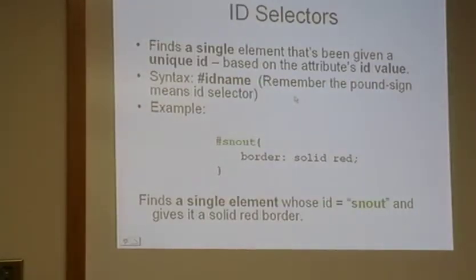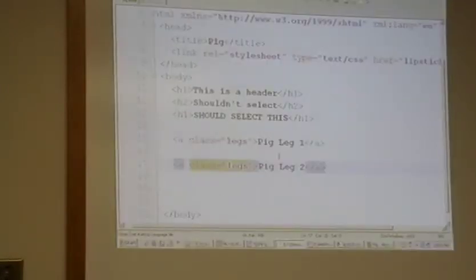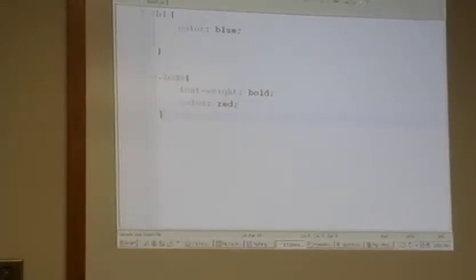Okay, the next selector is the ID selector. Now you can only have one element with a specific ID, unlike class where multiple elements can have the same class, like legs. A pig can only have one snout, so we're going to create a snout selector. In order to do the ID selector, it's a hash, and then we can type in the name of our selector.